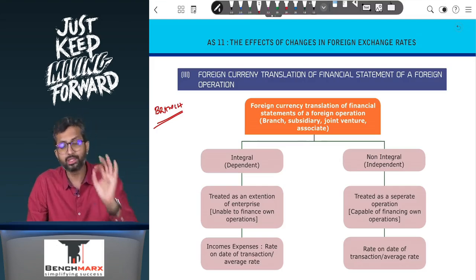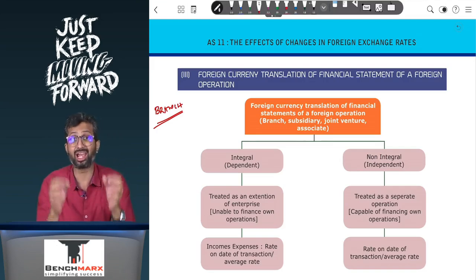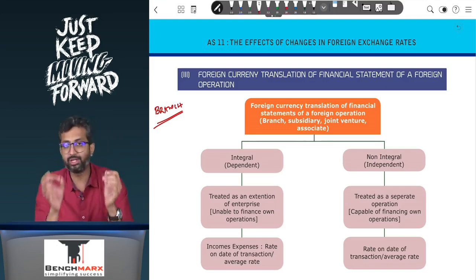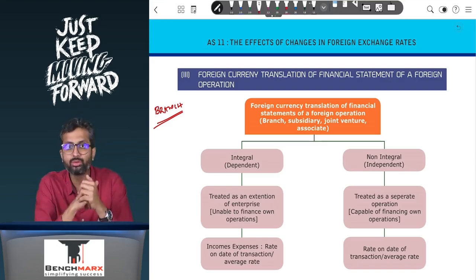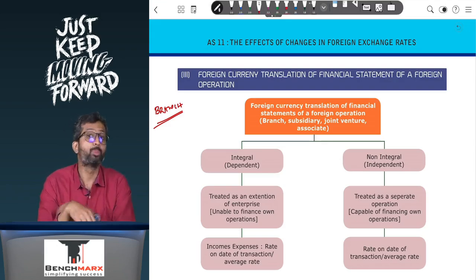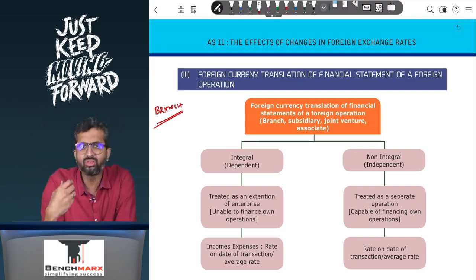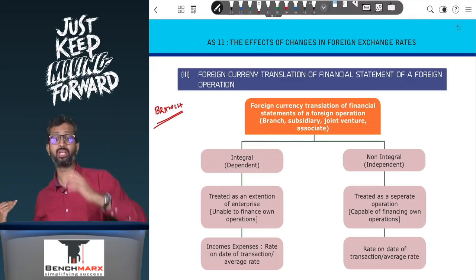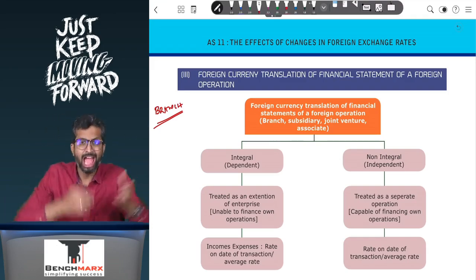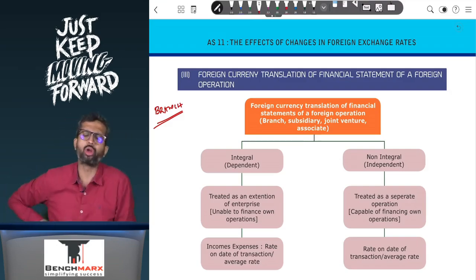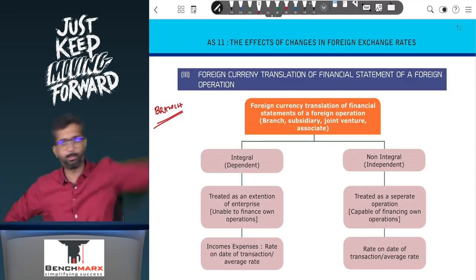Because it's a dependent operation. On the other hand, when you have an independent branch or a non-integral operation, what does it mean? Like JLR has the ability to finance its own operations. Every time it needs money, it will not go to Tata Motors. It can sell its own goods, use that money to pay off its own expenses and liabilities, and hence usually what JLR will earn in pounds, it will not remit back to India. In fact, it will use that money in pounds to pay its expenses and liabilities in pounds only, and hence that money from pounds to rupees will not actually be remitted, and hence the gain or loss will not be realized till the time all the money is remitted.